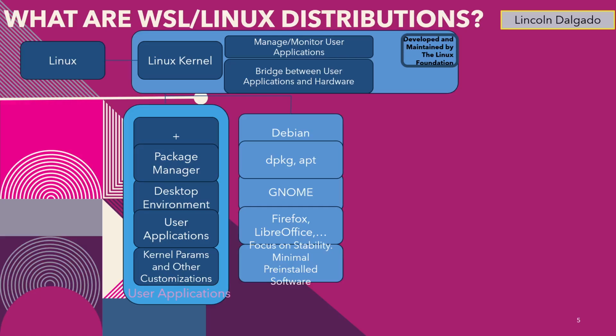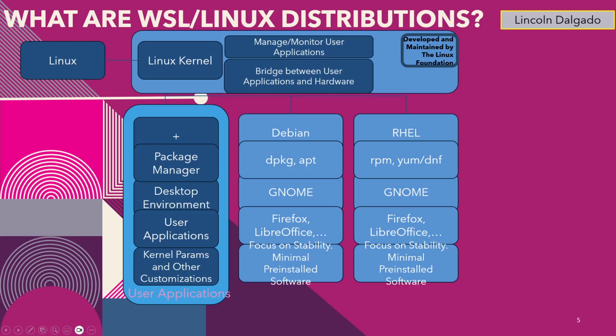Another very popular distribution is RHEL. Like Debian, it is focused on stability. The major difference is that unlike Debian, it is not community-based. It is maintained by Red Hat, and Red Hat provides paid commercial support. Again, we have two package managers, RPM and Yum/DNF, with Yum/DNF having the ability to handle dependencies.